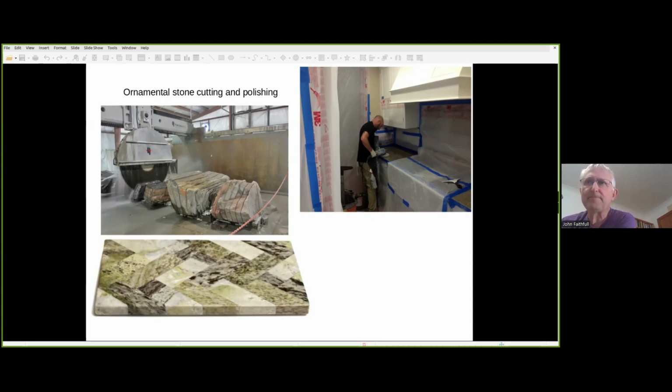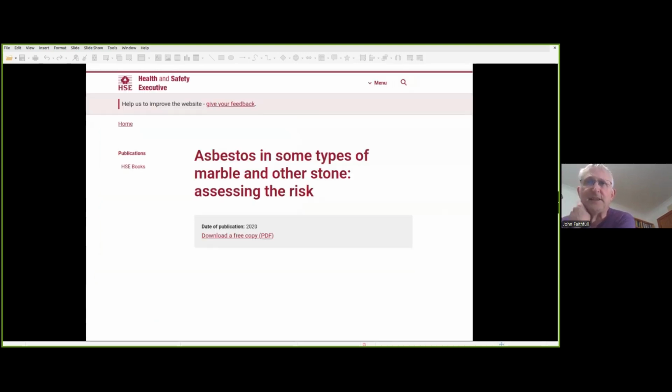The Health and Safety Executive actually produced a really, really useful recent document on asbestos in some kinds of marble and other stone relating to ornamental stone. And I think this might provide a kind of prototype in terms of what I would like to see in terms of good practice for, if you like, geological investigation of natural rock materials, as a long-term outcome which will provide the good practice we need.